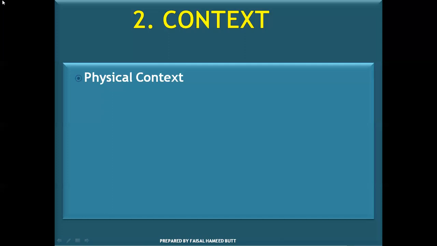So after physical context, let's see what we have. Our second context is social context. It includes the social relationship between communicators and the occasion or event of communication. A teacher can ask his or her student to meet him or her after the class, but a student cannot say the same to a teacher. You can't say to your teacher, okay, sir, meet me after the class. But the teacher has the authority to say this. So that is basically your social context.